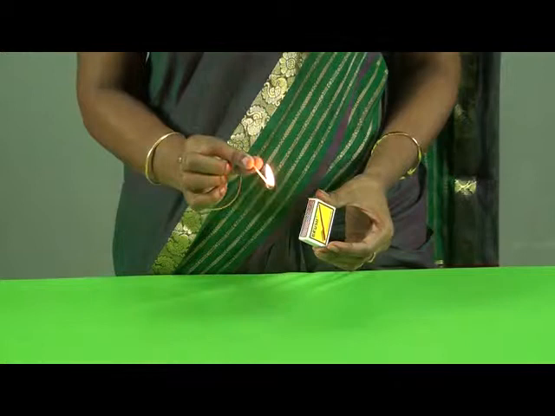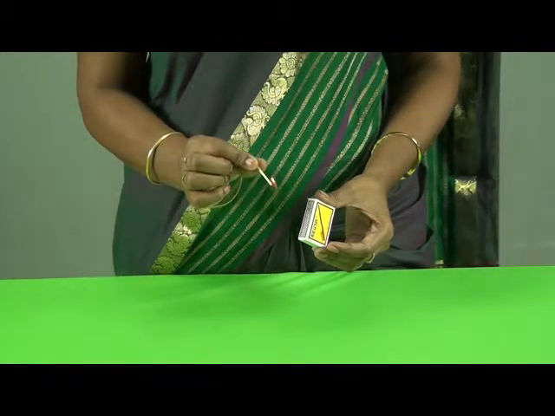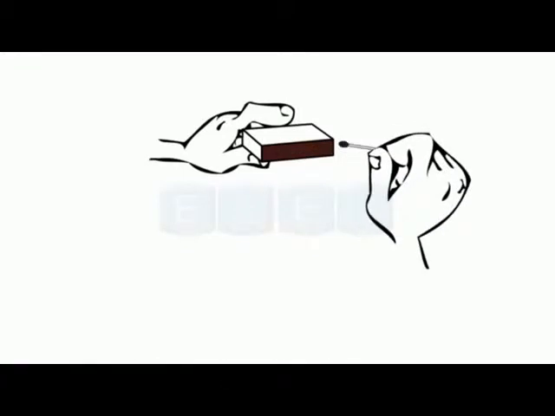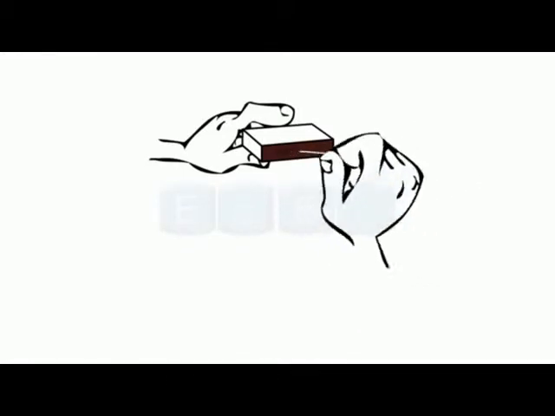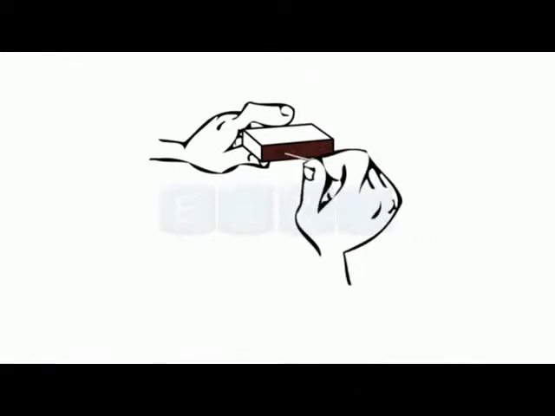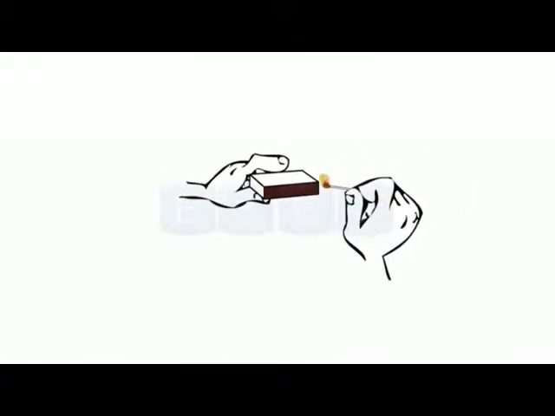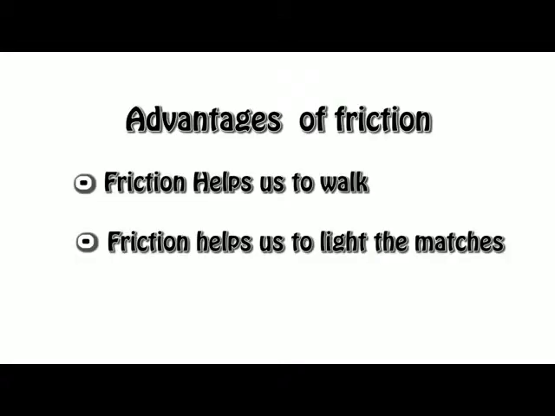Friction is useful in lighting matches. Imagine if the two surfaces which are going to come in contact, that is, the matchbox and the stick, were polished or smooth, would it be possible for us to light it? So, friction helps us to light matches. So far, we have listed some of the advantages of friction.